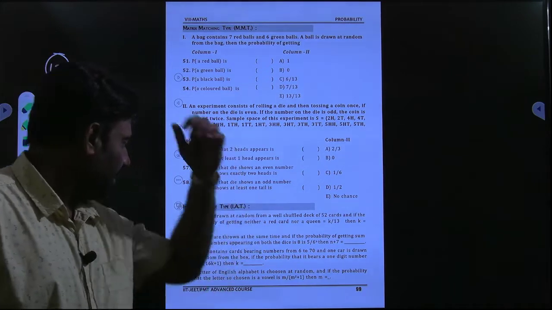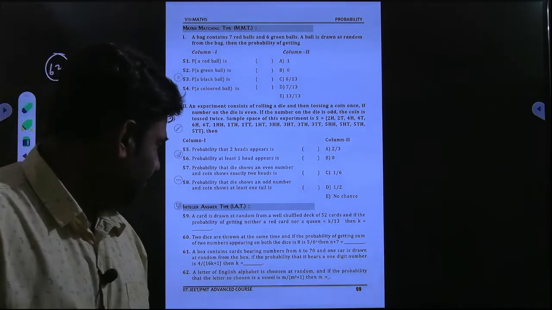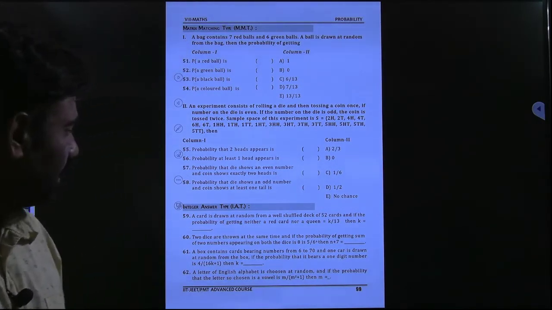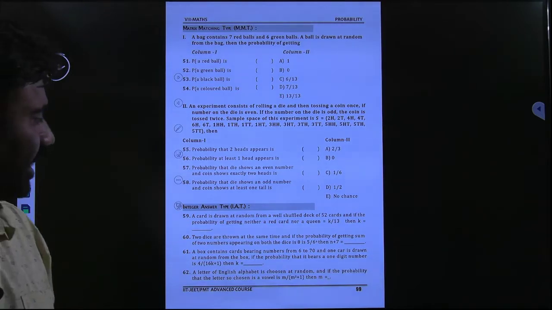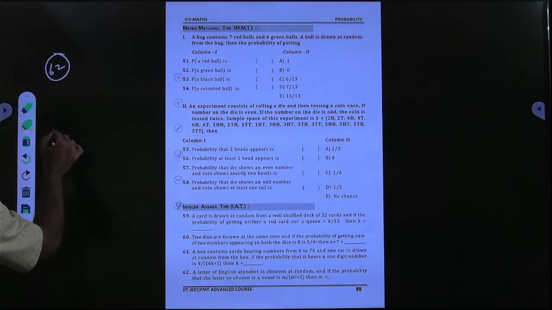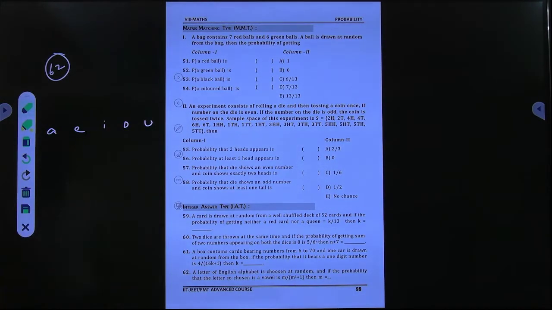A letter of the English alphabet is chosen at random. If the probability that the letter so chosen is a vowel is m by m square plus 1, then m is equal to what? Total there are 26 English alphabets, we know that. Out of these 26 alphabets, how many vowels are there? 5. What are they? A, E, I, O, U. These are the vowels and these are 5.